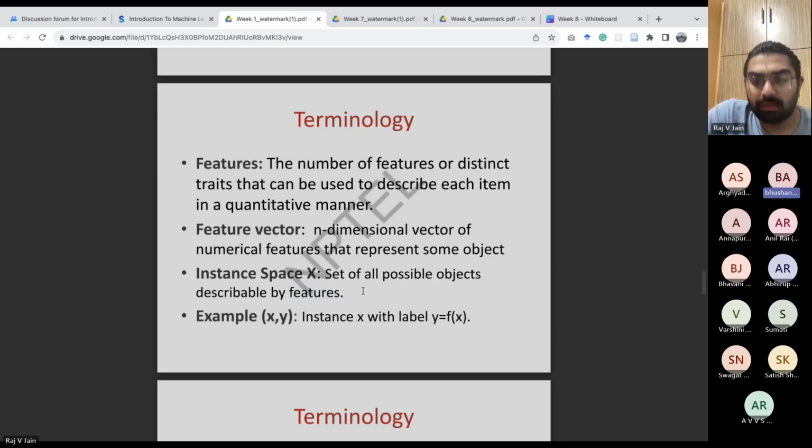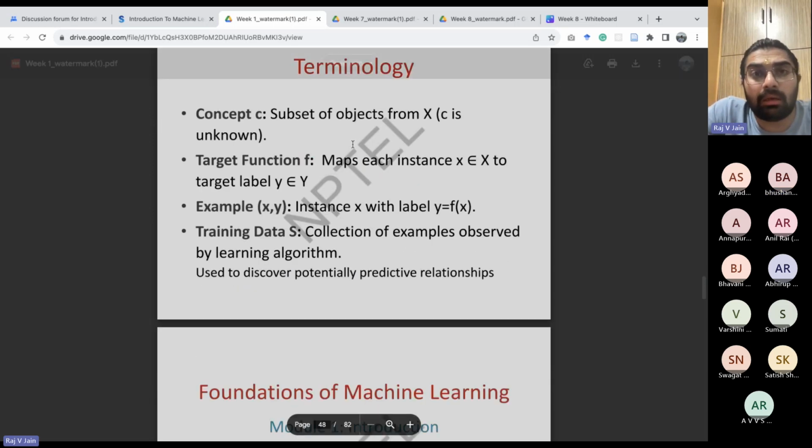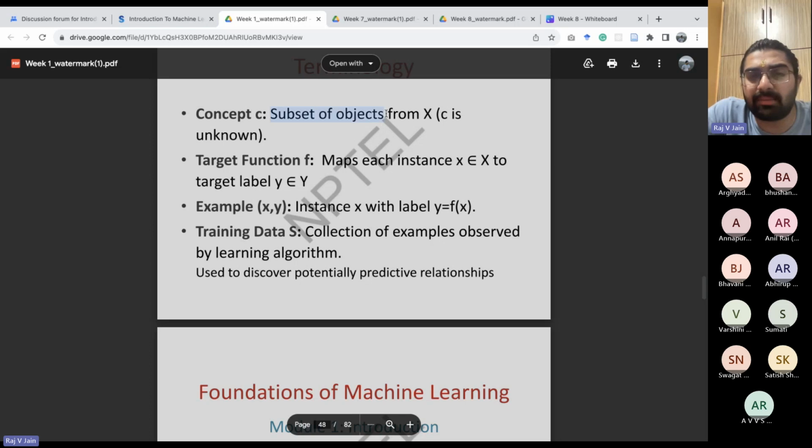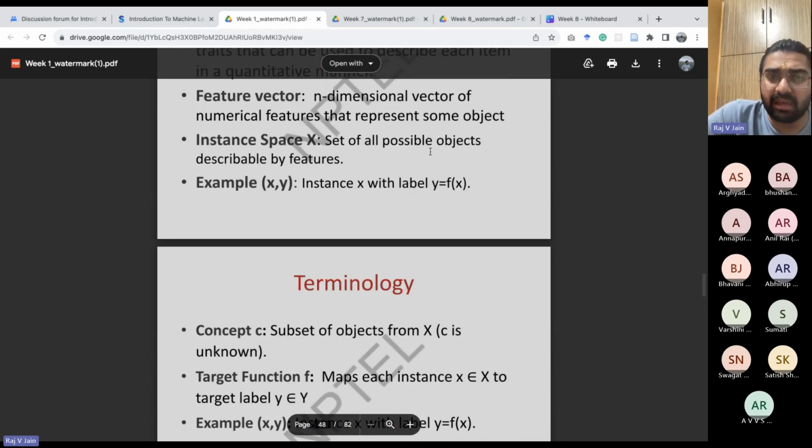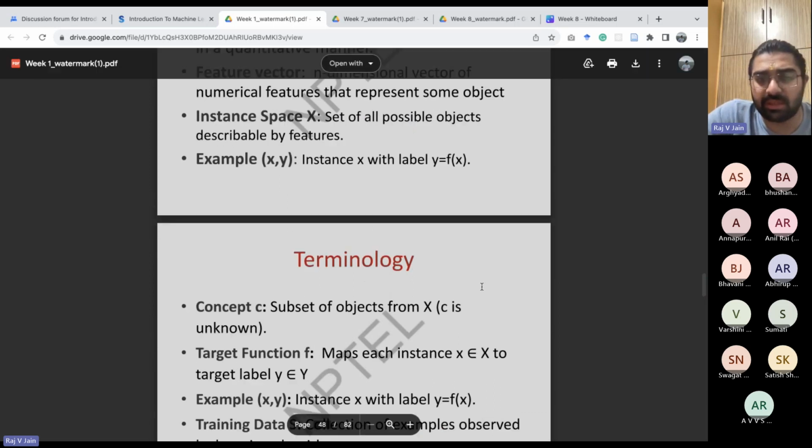I just want to ask one question as a corollary to what he has asked. See, many times you use the word concept space. Is this the same thing as instance space? This is what it says, right? Subsets of objects from X, C is unknown. So this is the subset of objects from X. So it's likely a subset of the instance space.